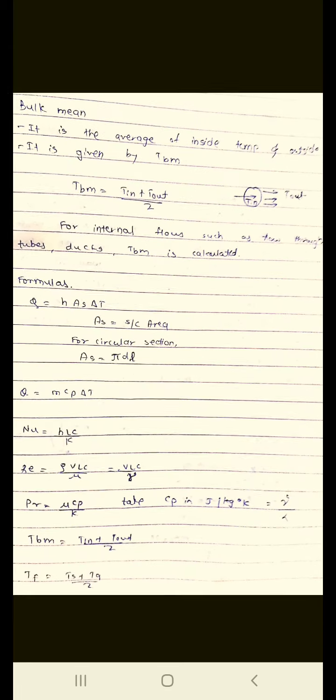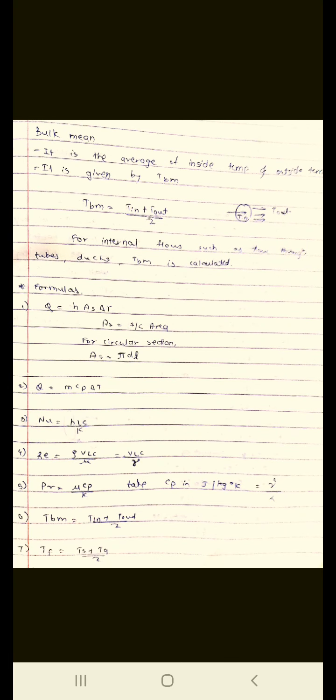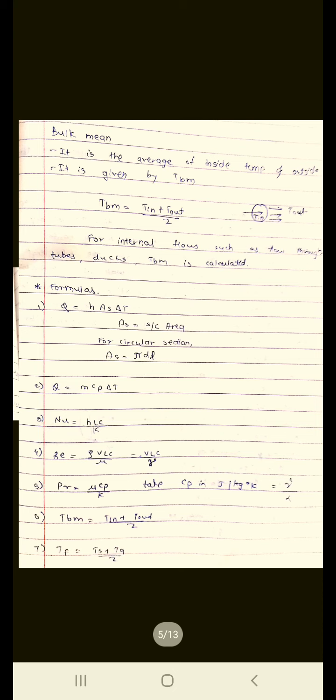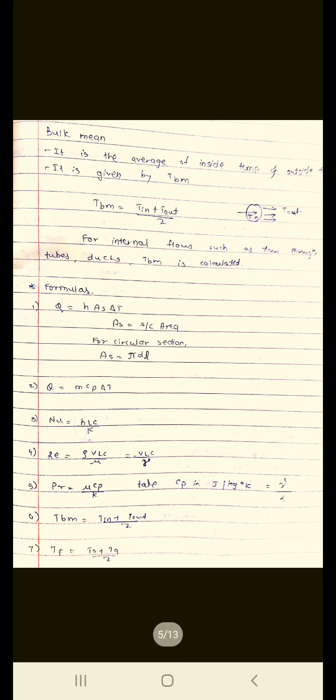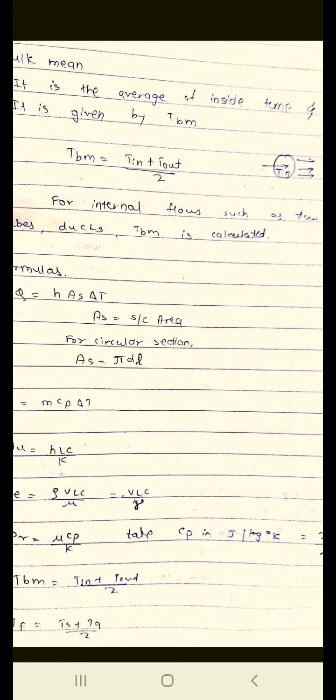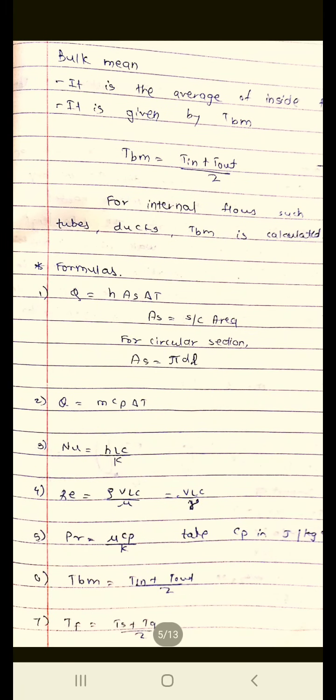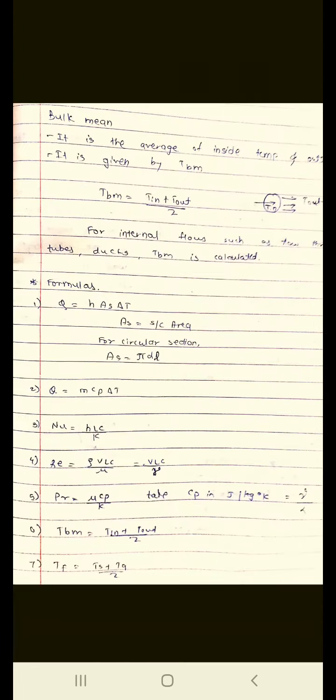The important formulas which we are using while solving the numericals on convection topic, especially today we are focusing on forced convection. Q is equal to h A S delta T, where S is the surface area. Q is equal to m Cp dT. Nusselt number Nu is equal to h LC by K. Reynolds number is equal to rho V LC divided by mu. Mu divided by rho is nothing but nu, so we can write V LC divided by nu. Prandtl number is equal to mu Cp divided by K. TBM, that is bulk mean temperature, is equal to T in plus T out divided by 2, and film temperature TF is equal to TS plus TA divided by 2.